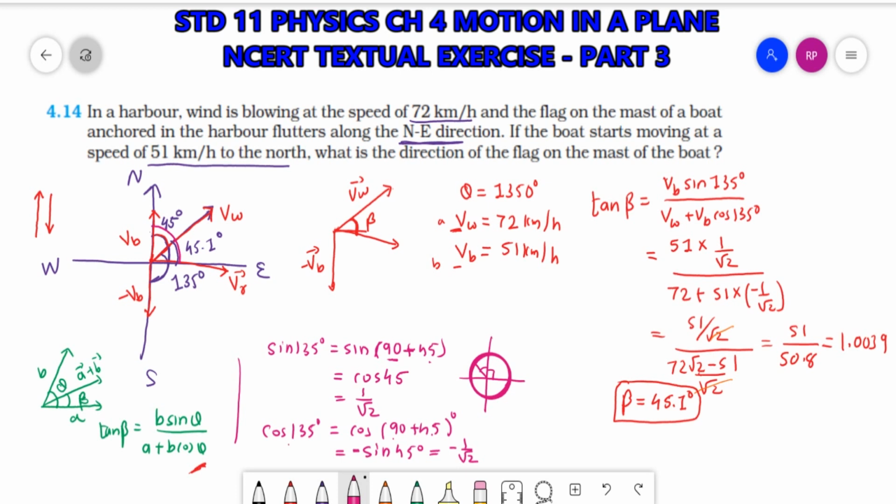I can write down 90.1 degree from the direction of wind towards east, or I can write down that it's almost towards the eastern direction. So I'll write down that the direction of the flag is almost towards east. Clear? In other words, I can also write down it's making an angle 90.1 degree from north towards east, or 0.1 degree from east towards south. Okay, so this was about 4.14. Just note it down.